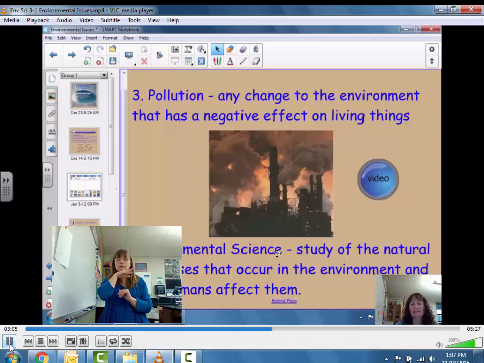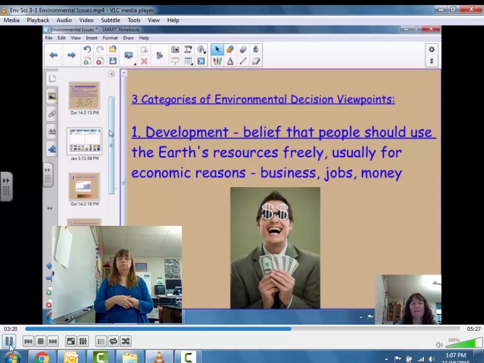Environmental science is the study of the natural processes that occur in the environment and how humans affect them. So environmental science is basically studying how humans affect our planet. So we have three categories of environmental decision viewpoints.